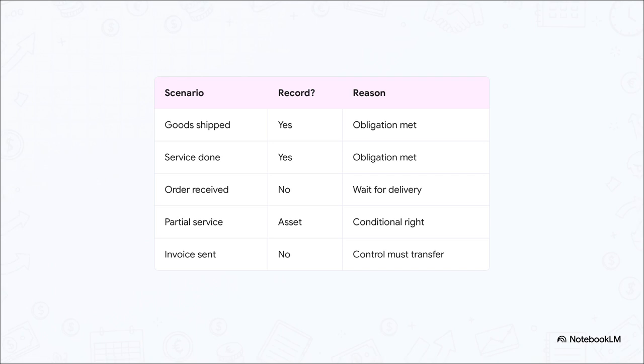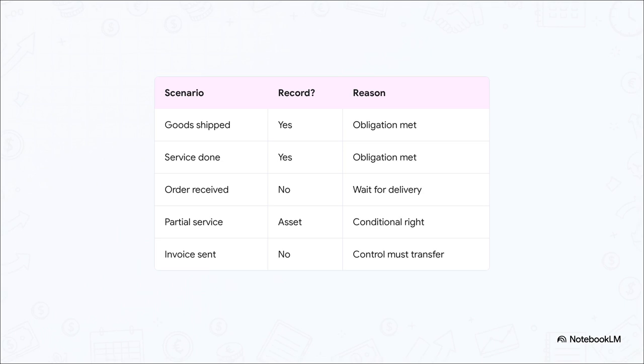But what if, say, a customer order is received, but goods aren't shipped yet? No way. No performance has actually occurred yet. You've got to wait for delivery. And what if you proactively sent out an invoice, but the goods haven't even left the warehouse? Absolutely not. Sending a piece of paper or an email invoice does not magically create a receivable. Control of those goods must transfer first.